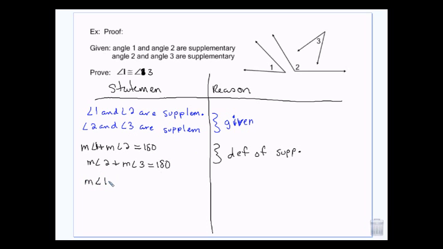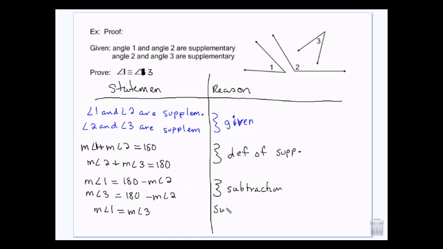So angle 1 is equal to 180 minus angle 2, and angle 3 is equal to 180 minus angle 2. I just subtracted. But now, don't they look the same? If they're equal to the same thing, then they're equal to each other. You could put that as substitution, or you could say transitive. And if they're equal, they're congruent.